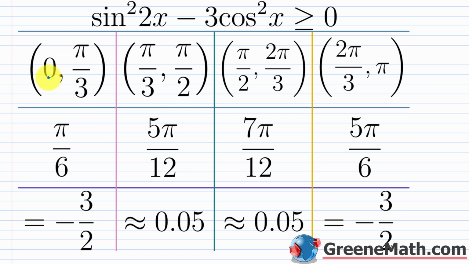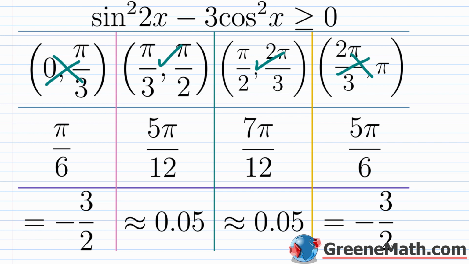So I'm going to choose pi over 6 in this interval between 0 and pi over 3, and I get exactly negative 3/2. So this would be rejected, it's negative. And then in the interval between pi over 3 and pi over 2, I'm going to pick 5 pi over 12, which is going to be 75 degrees. And so I get about 0.05. I don't care what the value is, it's positive, so I'm going to accept that. Then in the interval between pi over 2 and 2 pi over 3, I'm going to pick 7 pi over 12, that's 105 degrees. And again, if I plug that in, I get about 0.05, so that's positive, so that's going to work. And then in this interval between 2 pi over 3 and pi, I'm going to pick 5 pi over 6. If I do that, I get exactly negative 3/2, so that's negative, it's not going to work.